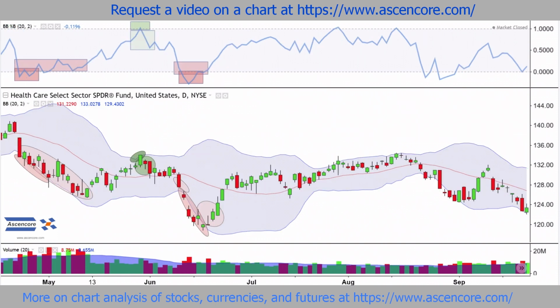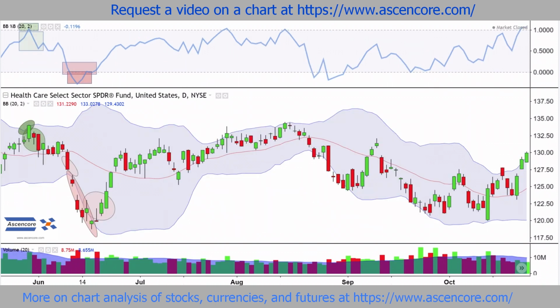The chart examples will be from various markets and time ranges. So no matter when you watch this or which particular charts you choose to apply the %B indicator on, information from this series can be of use to you.